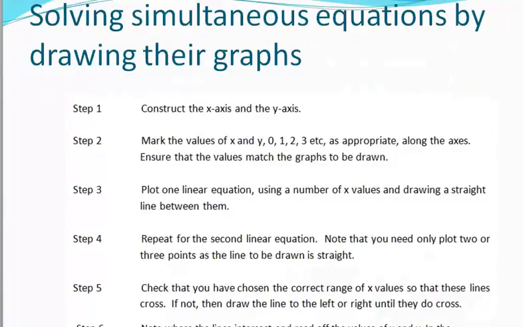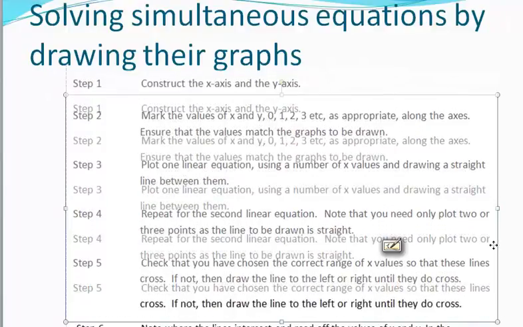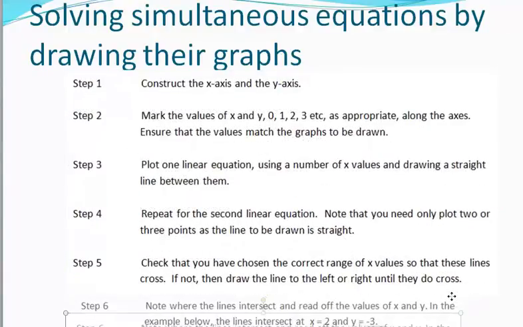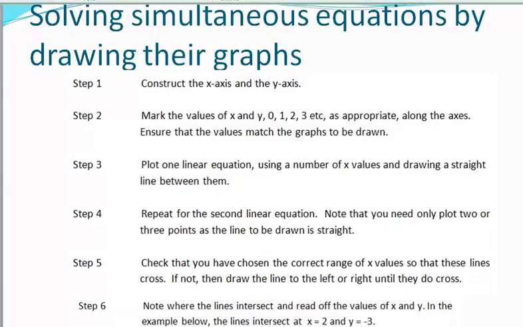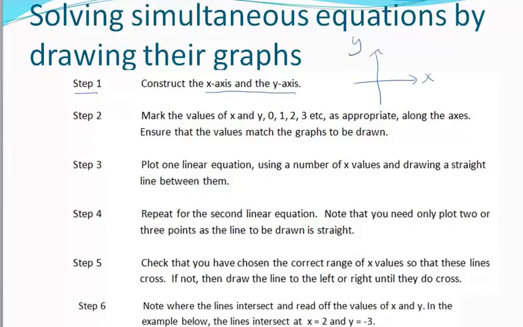And lastly, we're going to look quickly just at solving simultaneous equations by drawing their graphs. So what we need to do, our first step, is construct our x and y axis. Our x always on the horizontal, our y always on the vertical. And we need to mark our values of x and y as appropriate along the axes. And we can ensure the values match the graphs to be drawn. So there's no point drawing up to 20 if it's only valid between 1 and 2, and so on.